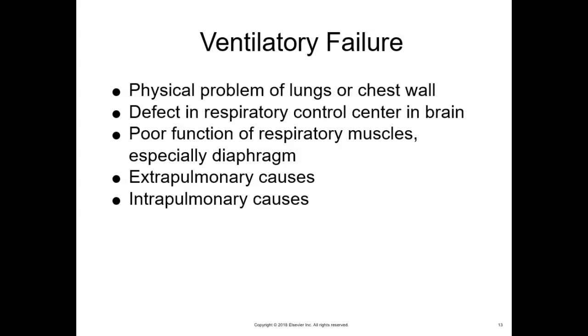Ventilatory failure usually results from any of these problems: a physical problem of the lungs or chest wall, a defect in the respiratory control center in the brain, so a CNS type problem, or poor function of respiratory muscles, especially the diaphragm. The problem is defined as a PaCO2 level above 45, and again the pH less than 7.35 in a patient who has otherwise healthy lungs. If you look at table 32-2, you have common causes of ventilatory failure. You have extrapulmonary and intrapulmonary causes listed there.